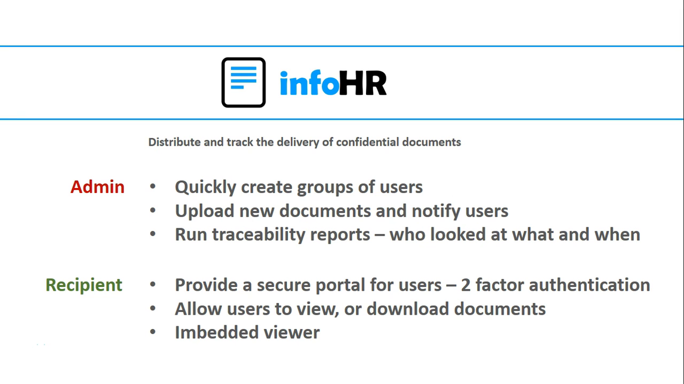infoHR has two types of user. The admin user, this is the party wishing to transmit the document, and the recipient, in other words the person receiving the document. The key features of the admin interface are the ability to quickly set up a group of users. Now, to set up a user you'll require their email address, their contact information, and most importantly their mobile phone number. Once a user is created, we can upload documents.